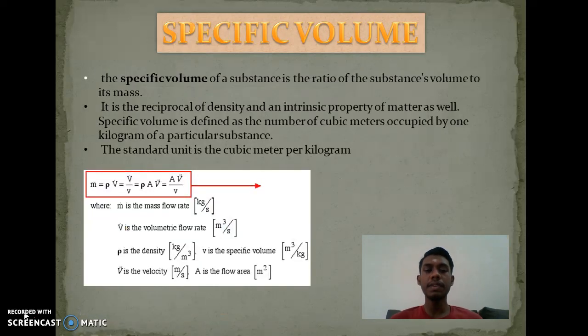Next is specific volume. Specific volume of a substance is the ratio of the substance's volume to its mass, the reciprocal of the density, an intrinsic property of matter as well. Specific volume is defined as the number of cubic meters occupied by 1 kilogram of a particular substance. The standard unit is cubic meter per kilogram. So this will be the main formula for specific volume, which is m is equal to ρV, V̇ over V is equal to ρAV̇. So this will be the main formula.